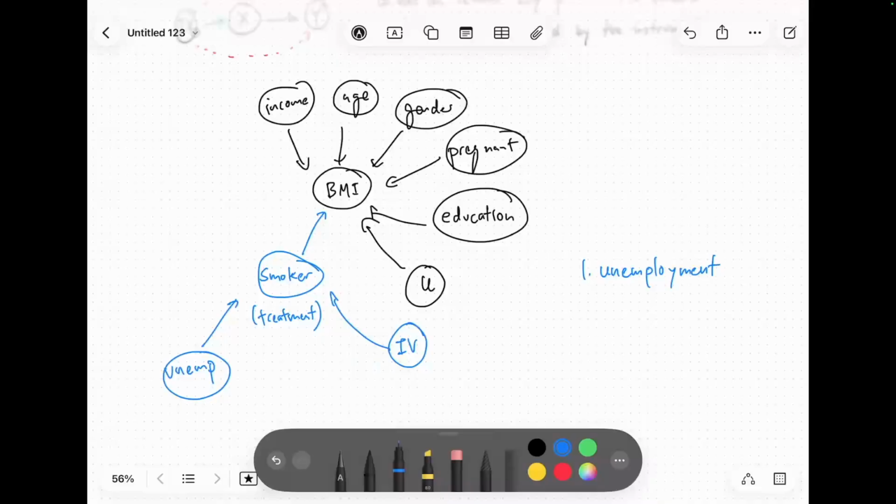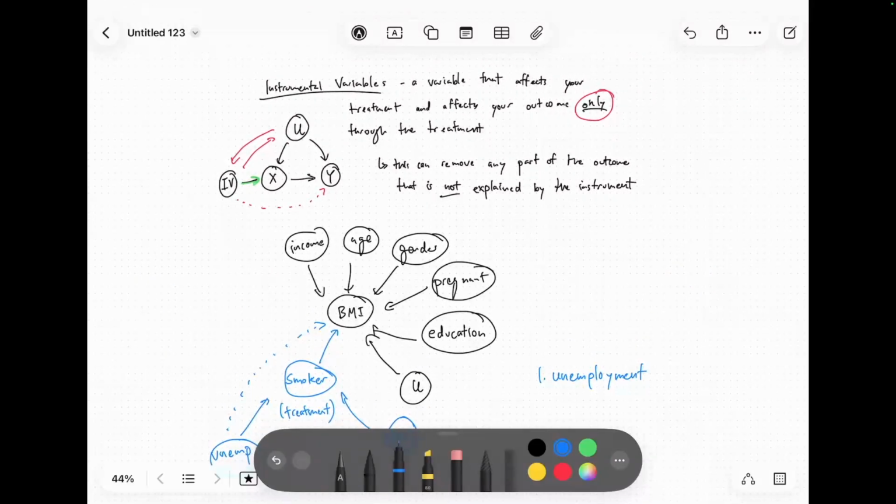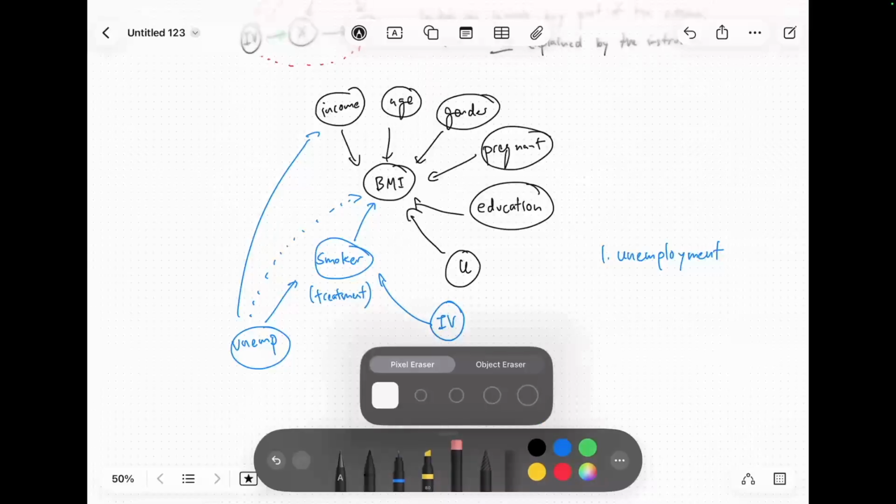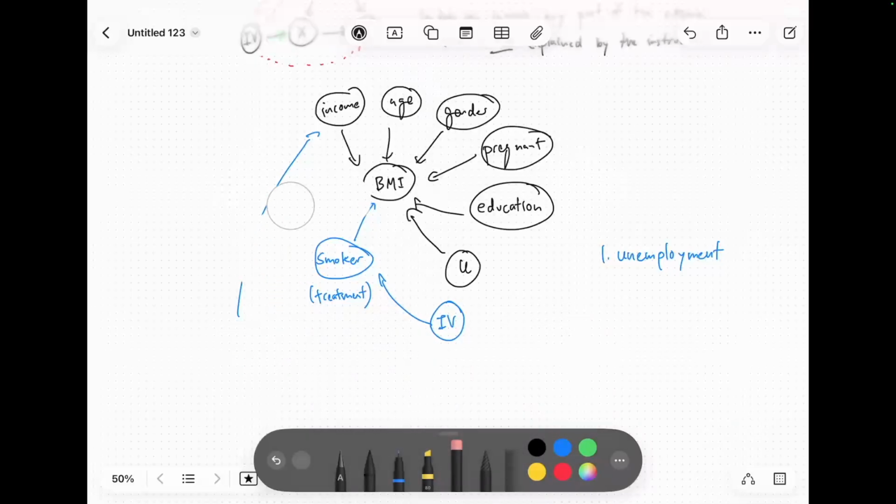Okay, great. So we suspect that could be the case, right? And so if you're unemployed, maybe that affects BMI directly, which means no good, right? And in fact, this could probably affect your income too, right? So it could probably go through a number of other variables. Okay, so no good. Fix that.